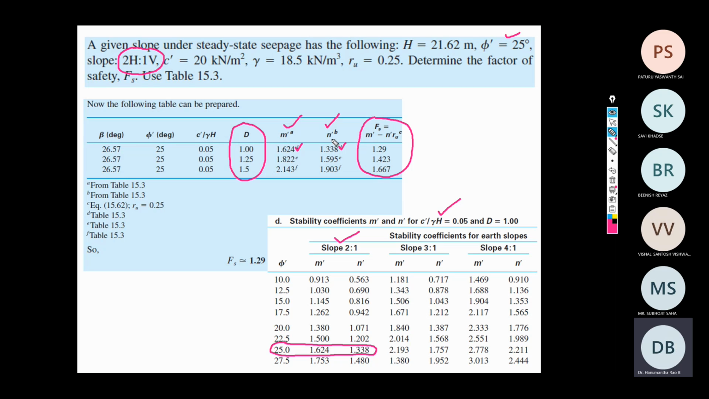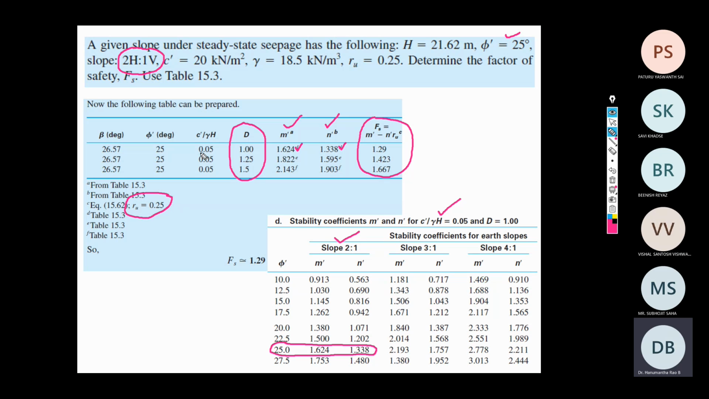Once the m dash and n dash values are known, we can determine the Fs with the help of the equation m dash minus n dash into Ru. Ru is given as 0.25, so this is very simple. I also explained that if the exact value of phi dash is not given in the sum, for example, here phi dash is 25, and if phi dash of 26 has been given, you need to interpolate between 25 and 27.5 for the values of m dash and n dash.